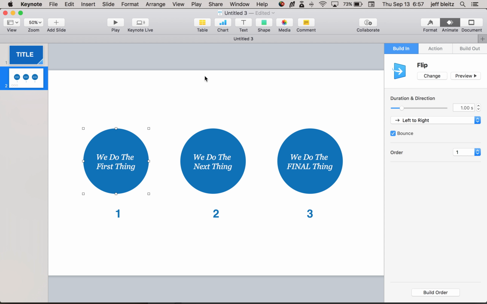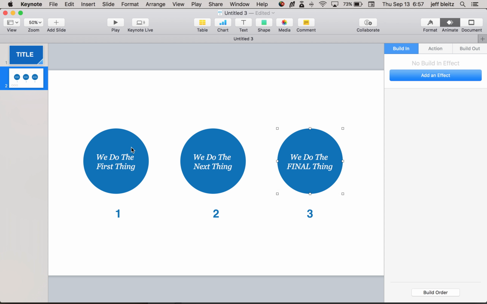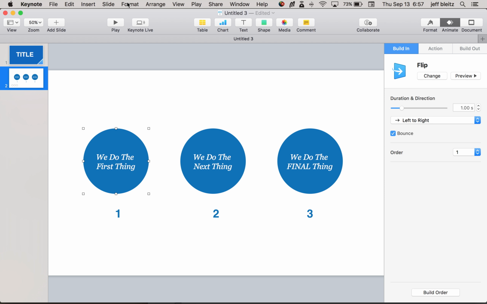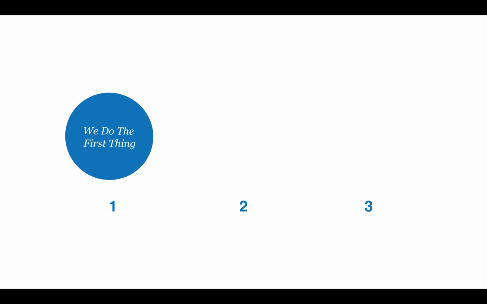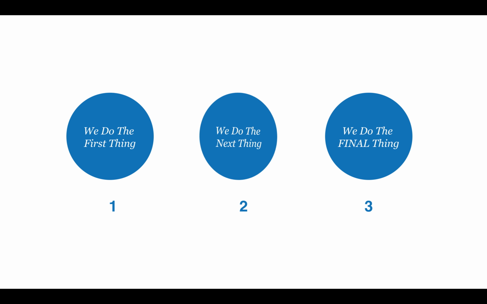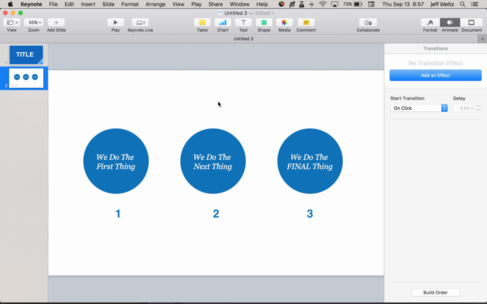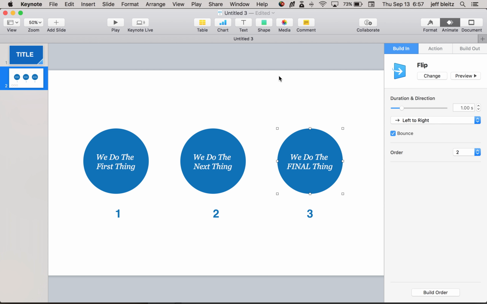Now, once I've got an animation that I like and I want to apply it to these two, I can go Format, Copy Animation, then I select these other two, Format, Paste Animation. Hopefully they're in the right order, but if not, I can fix them. So 1, 2, nope, 3. Okay, good. I'm glad they didn't come in the right order, because that allows me to show you this.